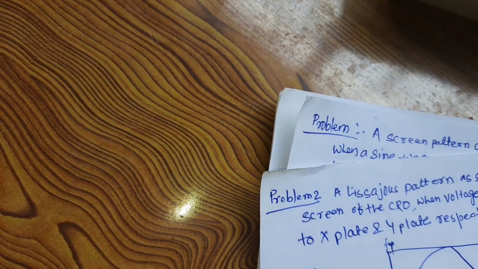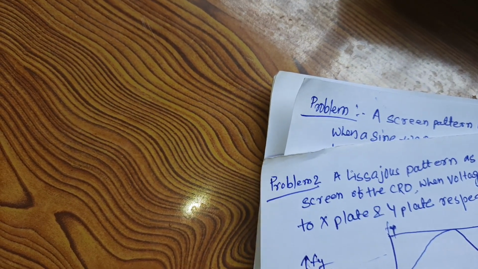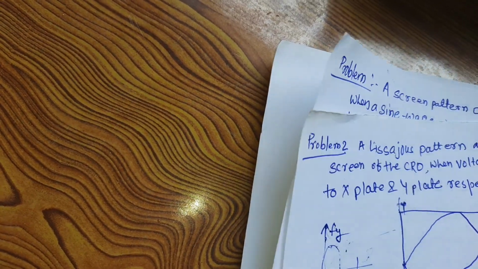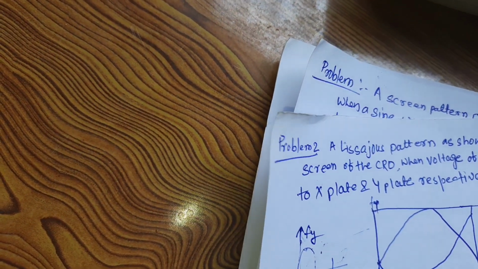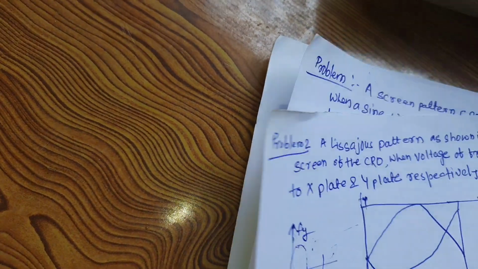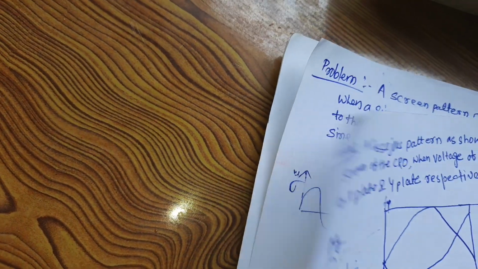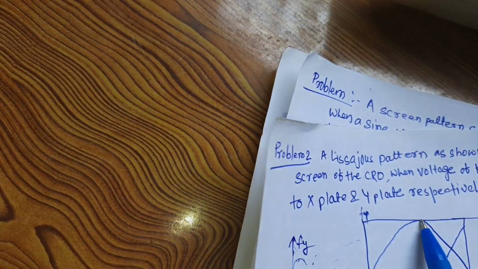The number of tangents along the horizontal axis decide the frequency along the y-axis, and the number of tangents along the vertical line decide the frequency of the x-axis. So the ratio of fx by fy is the frequency along x divided by the frequency along y. The frequency along x is decided by the number of tangents touching the vertical line, and the frequency along y-axis is decided by the horizontal number of tangents.